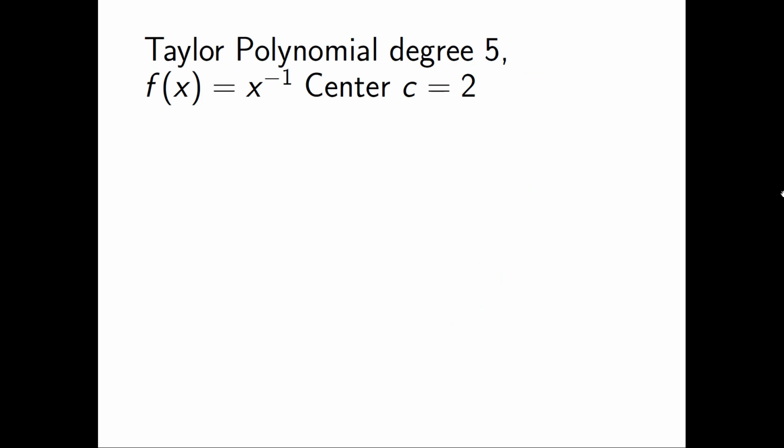Okay, let's take another example. Let's take a Taylor polynomial of degree 5, so we're going to get an x to the 5 term. Our function is x to the negative 1, or 1 over x if you prefer, and it's going to be centered at c equals 2.